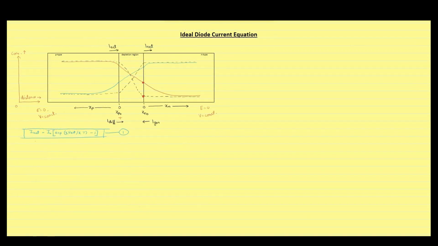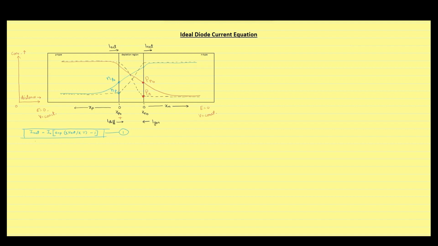Let this point represent the minority hole concentration in the n-type region when the PN junction is forward biased, which is represented by Pn naught. This point Pn represents the value of hole concentration if it was unbiased. Similarly, this will be Np naught and this point will be Np.